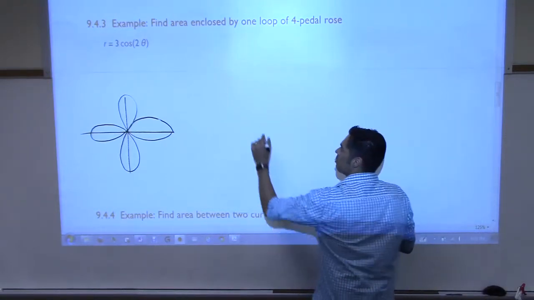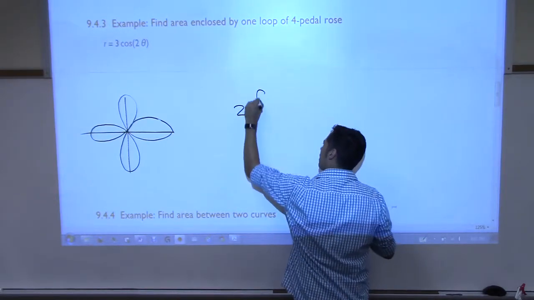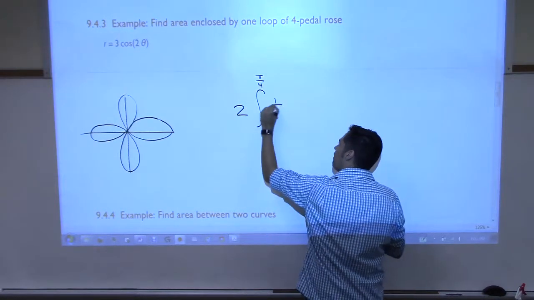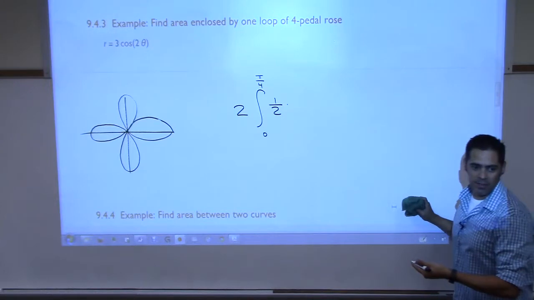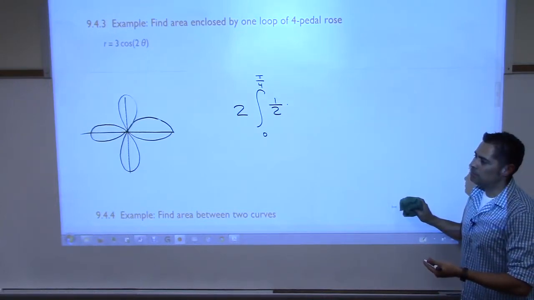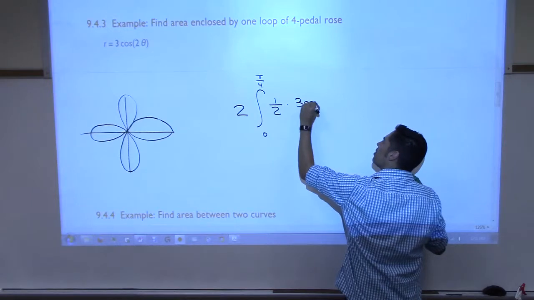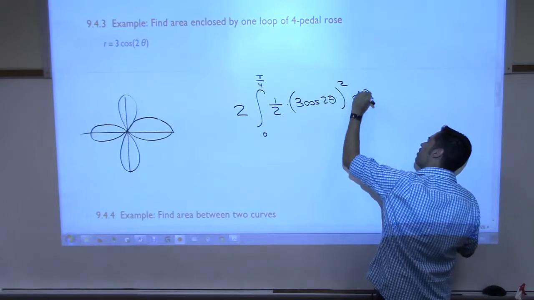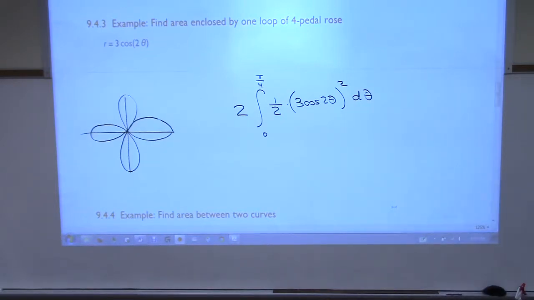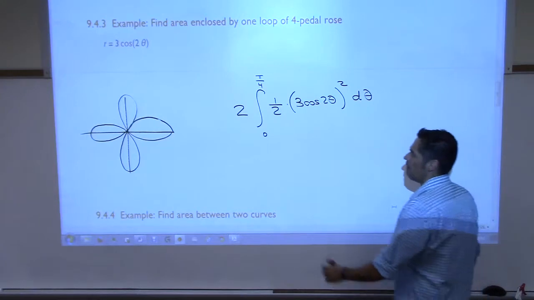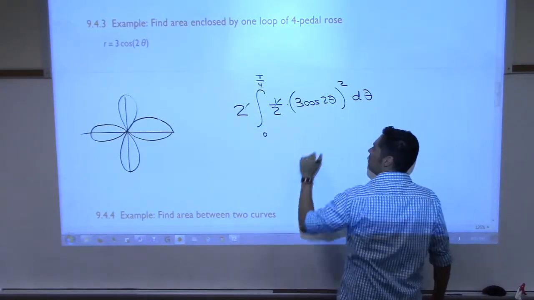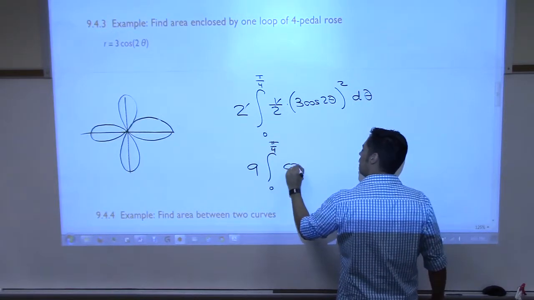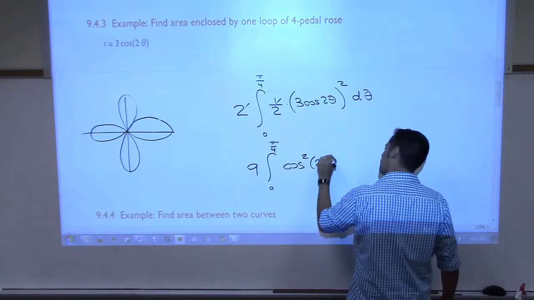And double it, right? So it should be twice the integral from 0 to pi over 4 of half of the radius, 3 cosine 2 theta, squared, d theta. And the 2 and the half cancel, right? I square this, 9 comes out, and I have cosine squared 2 theta d theta.